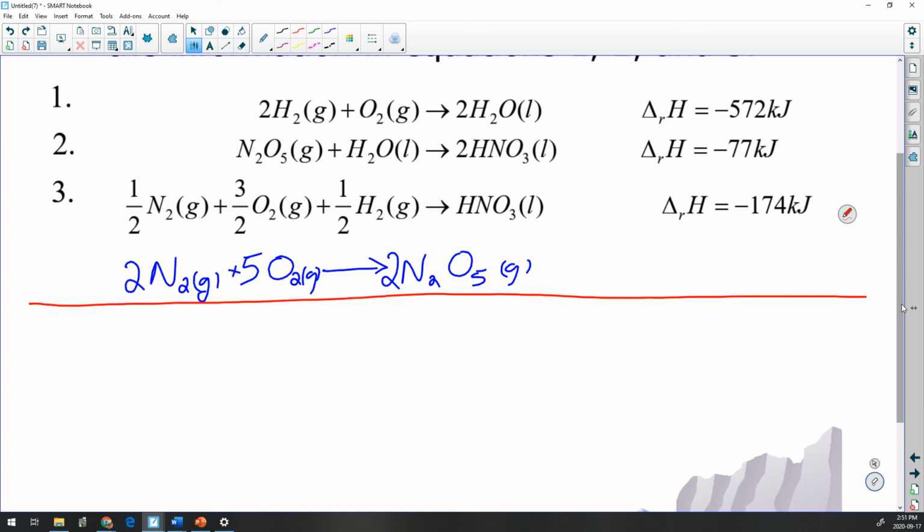Well, again, the one that jumps out to me right away, I need to start with this one. I need two of them, and I need them on the product side. Sean, which equation do I have to manipulate to get that? Number 2. It's the only one that contains it, right? So I'm going to take number 2. I'm going to double it, and I'm going to flip it.